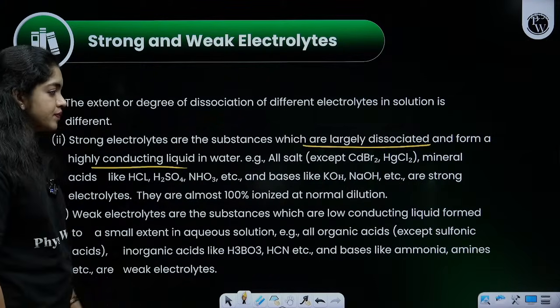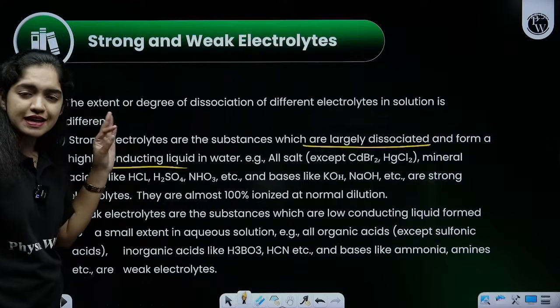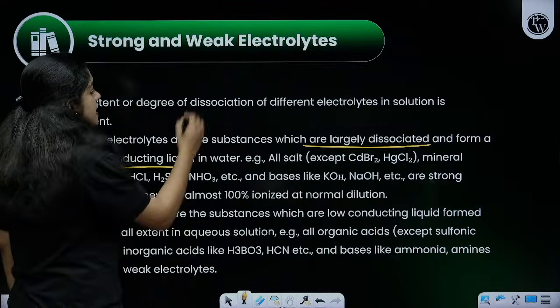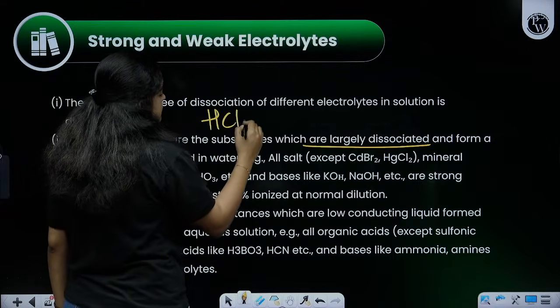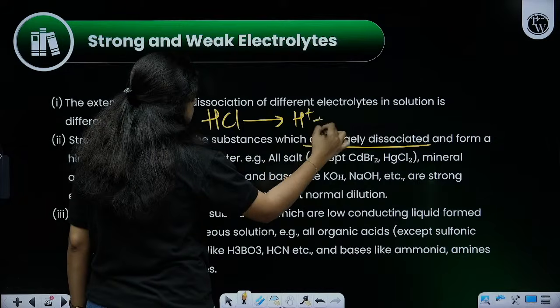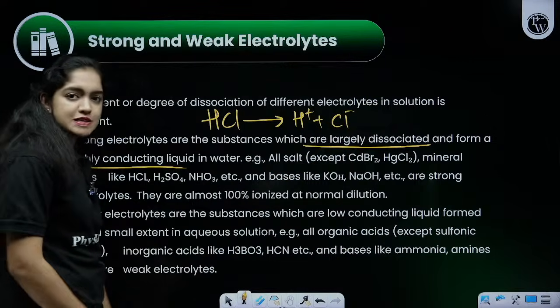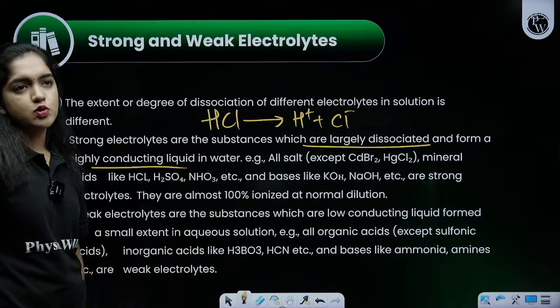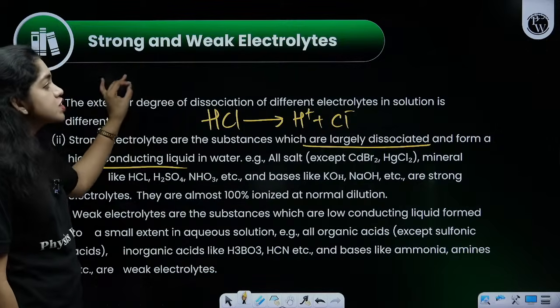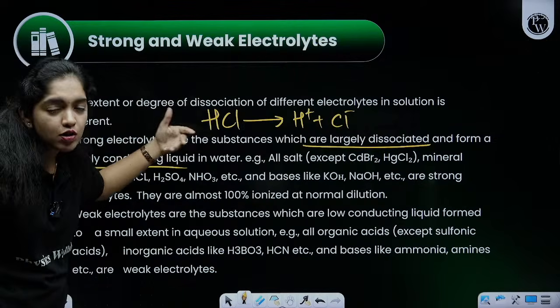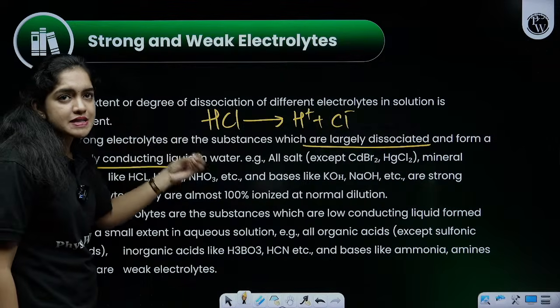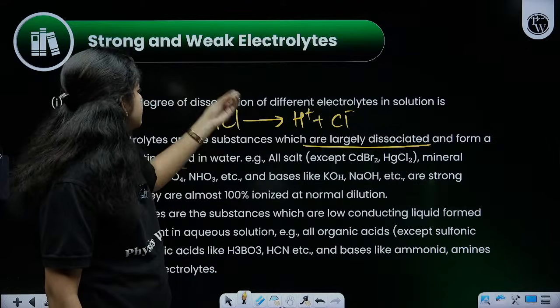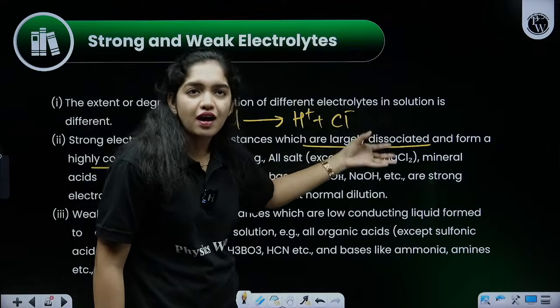All salts. Mineral acids like HCl. HCl has the highest degree of dissociation. HCl dissociates into what? H+ and Cl-. They can completely dissociate, so it will show large dissociation. So it comes under the category of strong electrolyte. So what is a strong electrolyte, my dears? Strong electrolytes mean the degree of dissociation will be very high, very large.